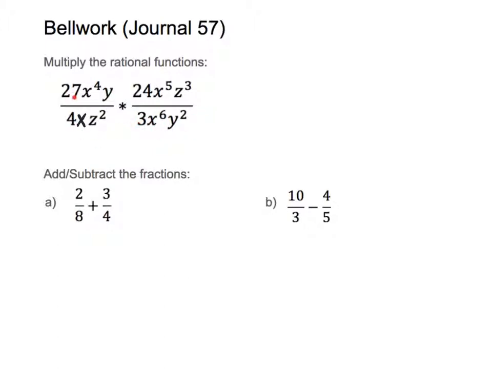So to do this problem here, we would multiply straight across, but we learned in Journal 56 that you can cancel out factors if they're the same top and bottom, so vertically. So you can cancel out vertically, and you can cancel out diagonally, okay?